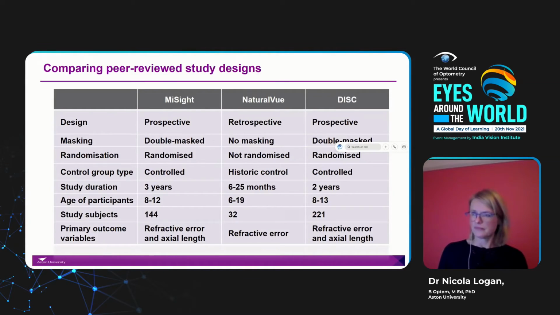And in the first column, we can see the parameters or the points that you want to consider or look for within the study. So in terms of design, masking, randomization, whether a control group is used, the study duration, age of participants, study subjects, and primary outcome variables. And quite clearly, through these three different options here, we've got some variability within them.